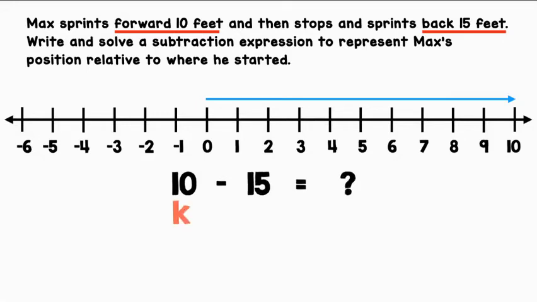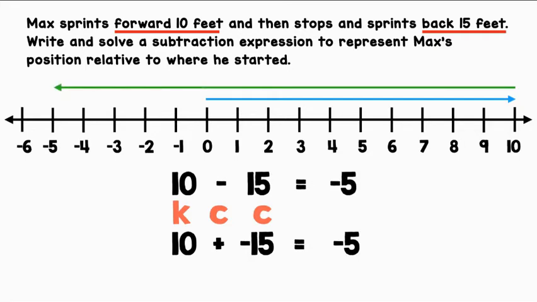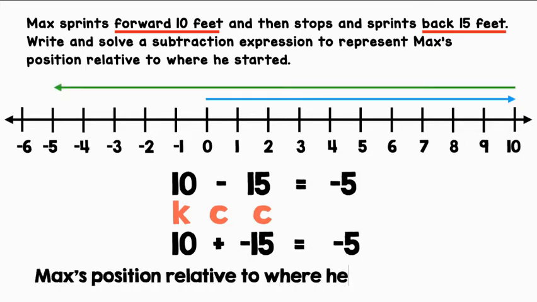First, we will keep the 10. We will change subtraction to addition, and we will change positive 15 to -15. Then let's follow our rules for adding integers. 10 plus -15 equals -5. Max's position relative to where he started is -5 feet.